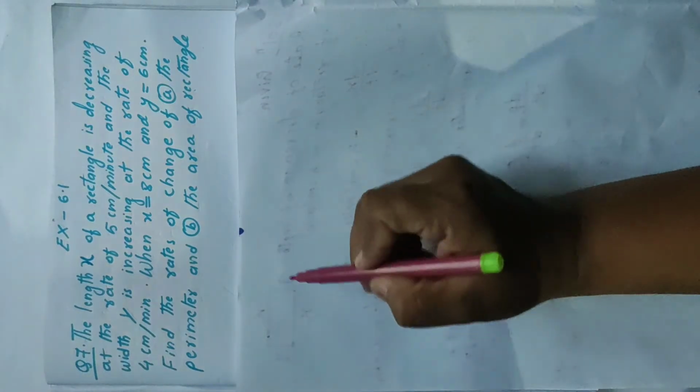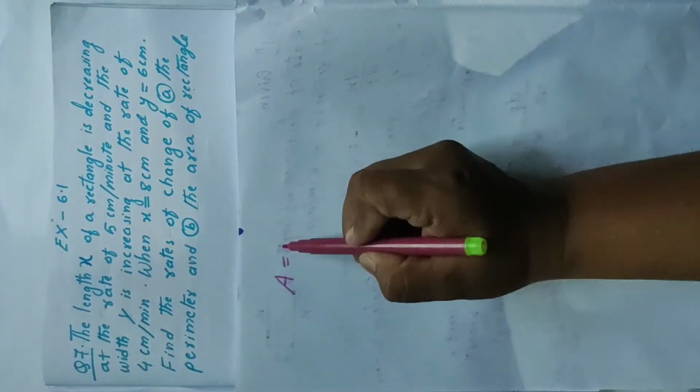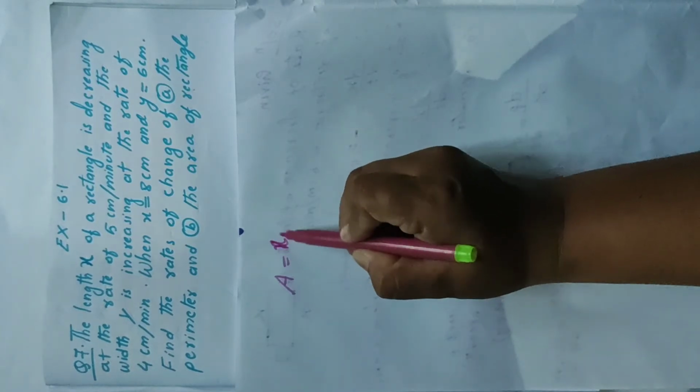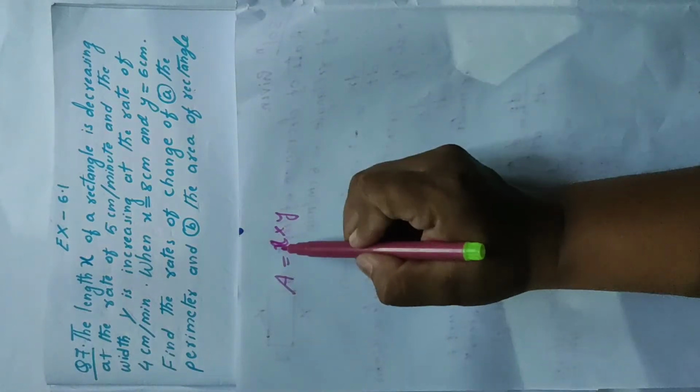Area of the rectangle, how much we get? It is length into breadth. That is x into y, right? Area of the rectangle is x into y.